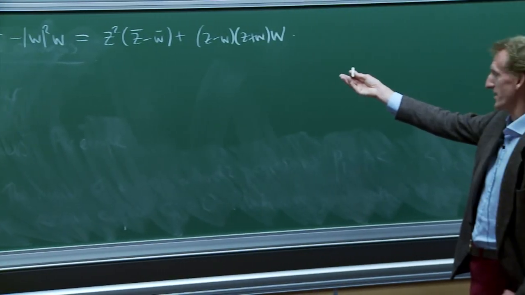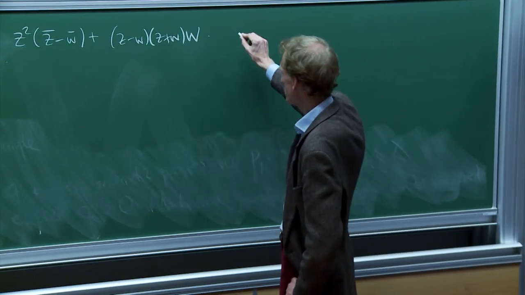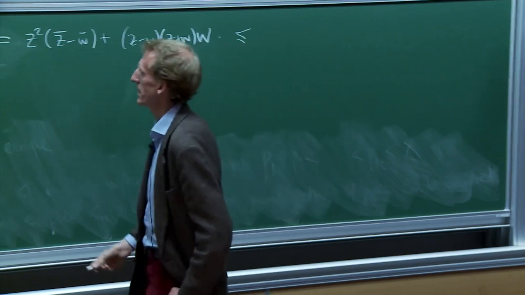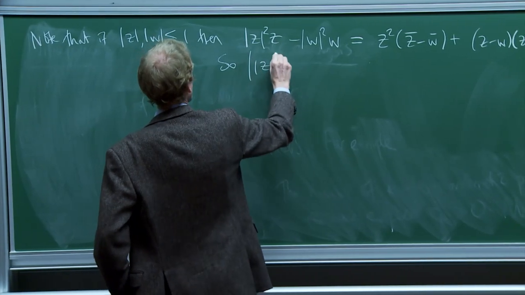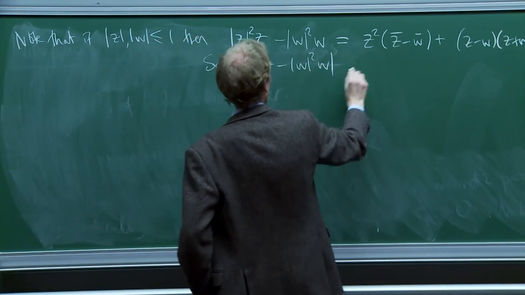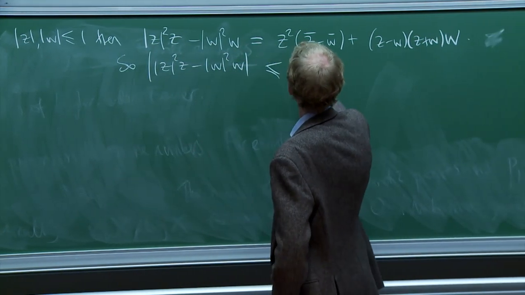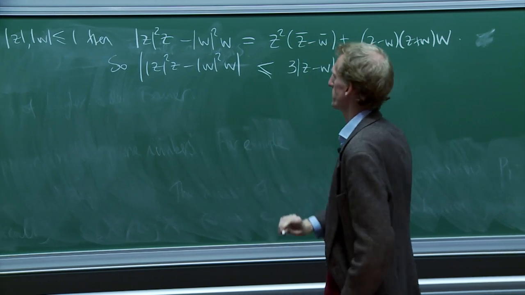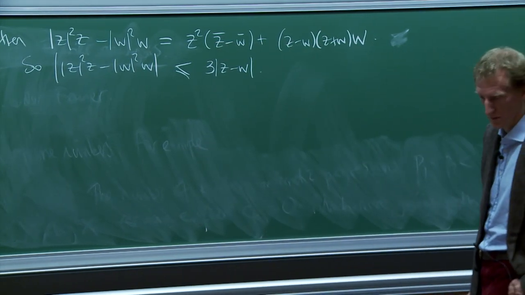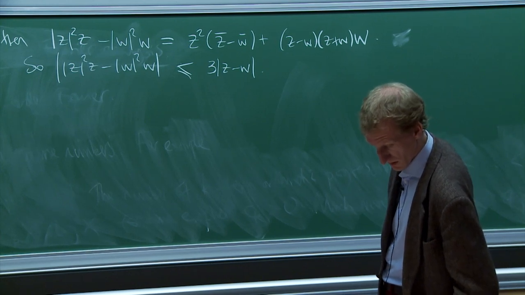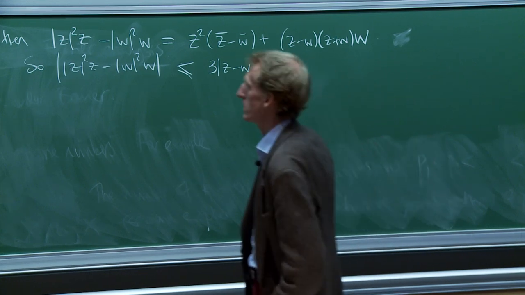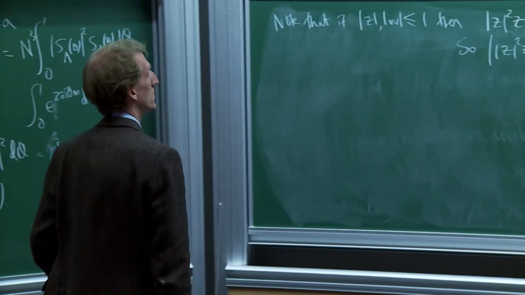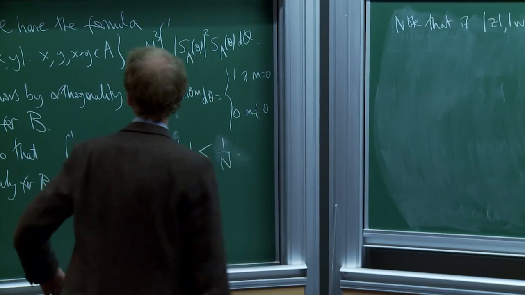Yeah, so this is just an algebraic calculation. And the modulus of this is bounded by 3 times mod z minus w. So now we're going to apply this with this formula here.